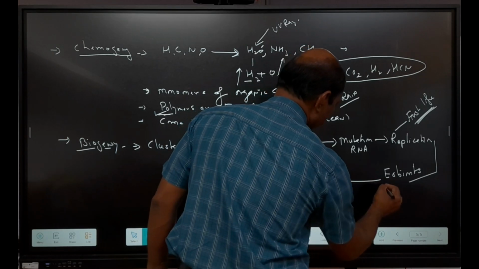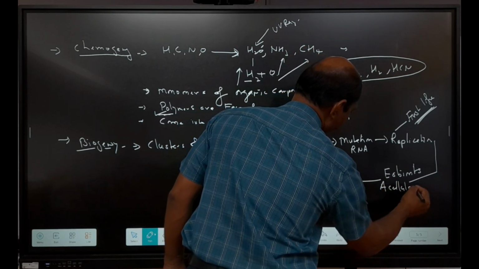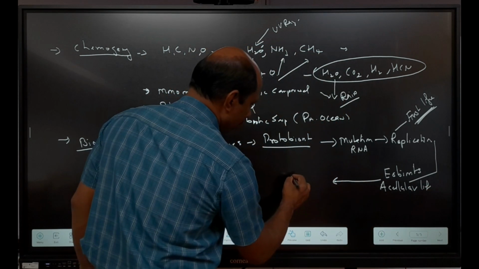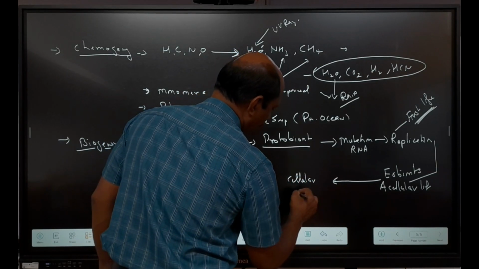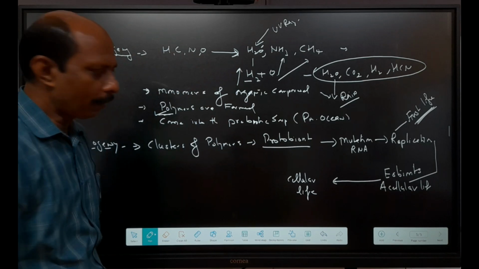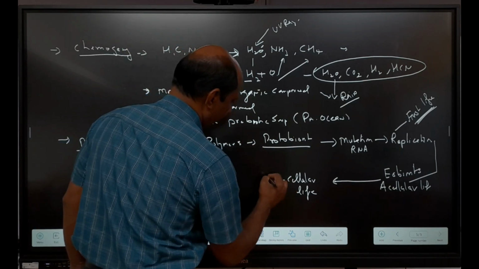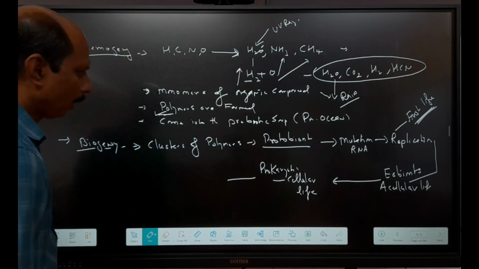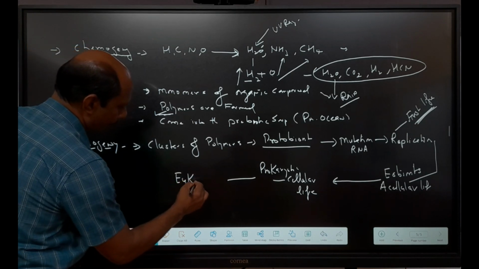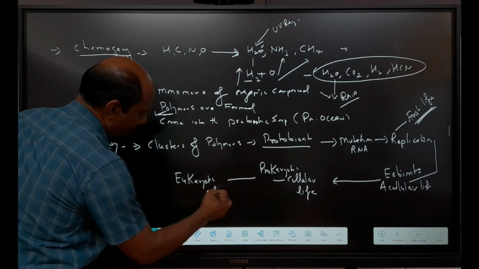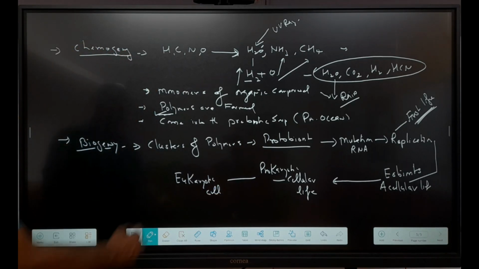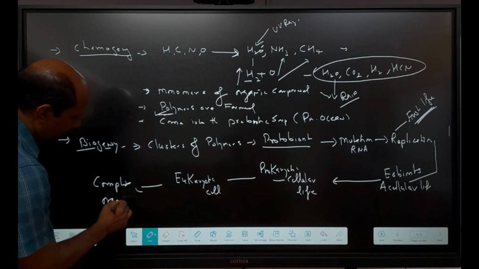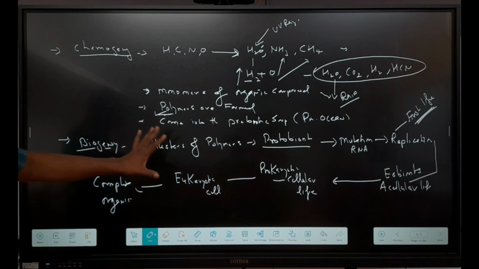From eobionts, it is a cellular life, right? A cellular life. Then after what happens? Cellular life is formed. Cellular life means prokaryotic cells are formed, and from prokaryotic cells, eukaryotic cells are formed, and from eukaryotic cells, then complex organisms are formed. Do you understand how it forms?